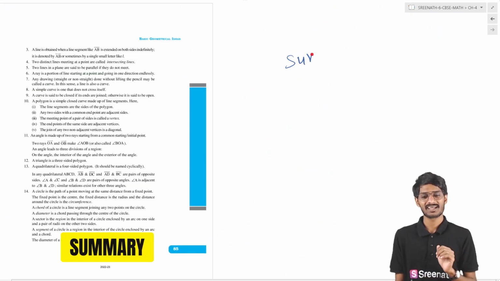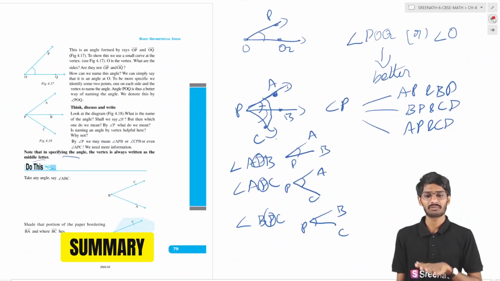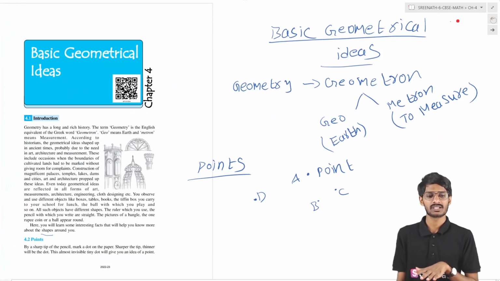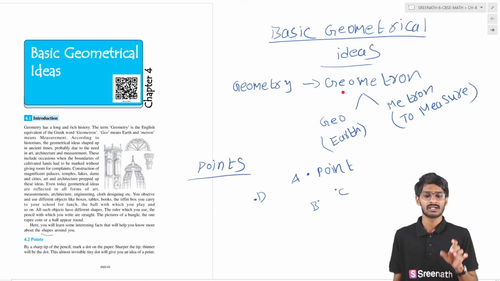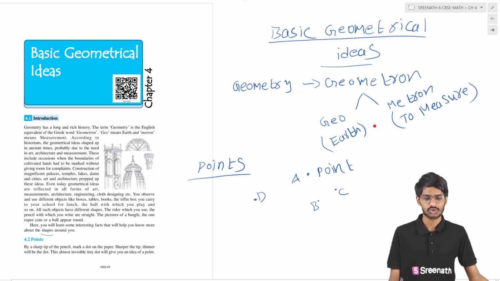Now we are going to see the summary of the whole chapter. Okay students, without wasting time, we are going to see the summary of the whole chapter. So this is Basic Geometrical Ideas, a chapter in maths geometry. It is from geometron, which is a Greek word. Geo means earth and metron means to measure, students.